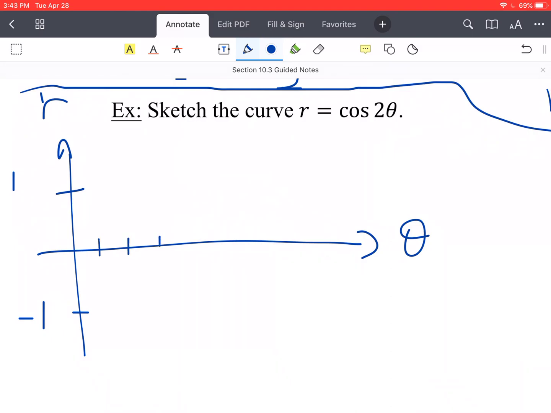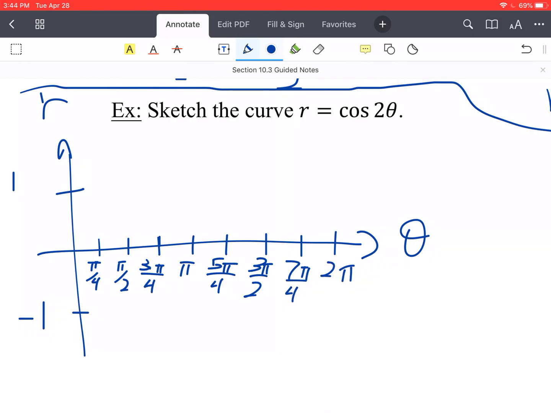So 1, 2, 3, 4, 5, 6, 7, 8. So there's pi over 4, pi over 2, 3 pi over 4, pi, 5 pi over 4, 3 pi over 2, 7 pi over 4, and then 2 pi over here. We'll graph these in purple.